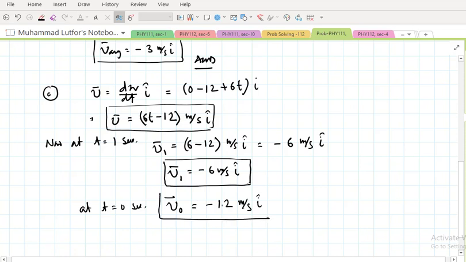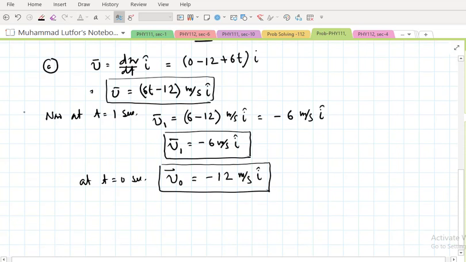So that means velocity initially was minus 12 meter per second, and at 1 second is minus 6 meter per second, right? So that means its velocity is increasing, right? Velocity at t equal to 0 second is minus 12 and at 1 second is minus 6. That means it's approaching towards the positive number. So the velocity is a vector, it has magnitude and direction, right? So that's why I can say that it is basically increasing.